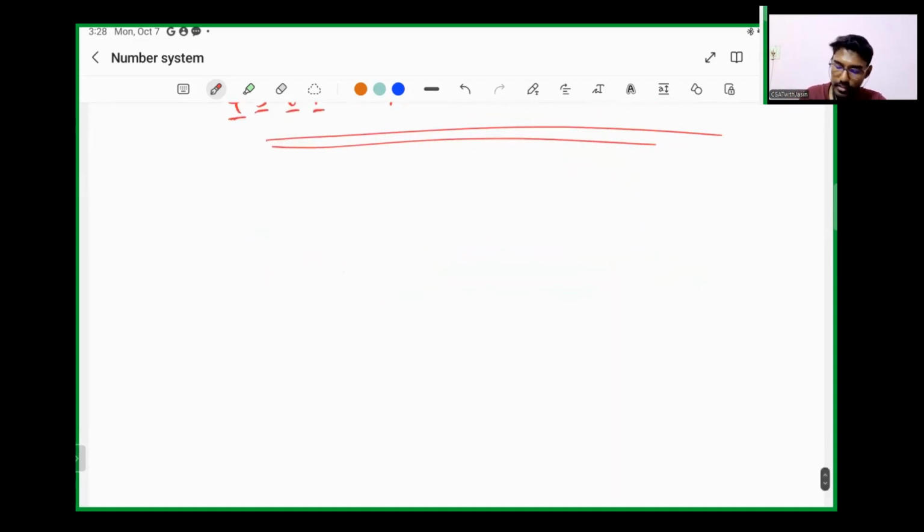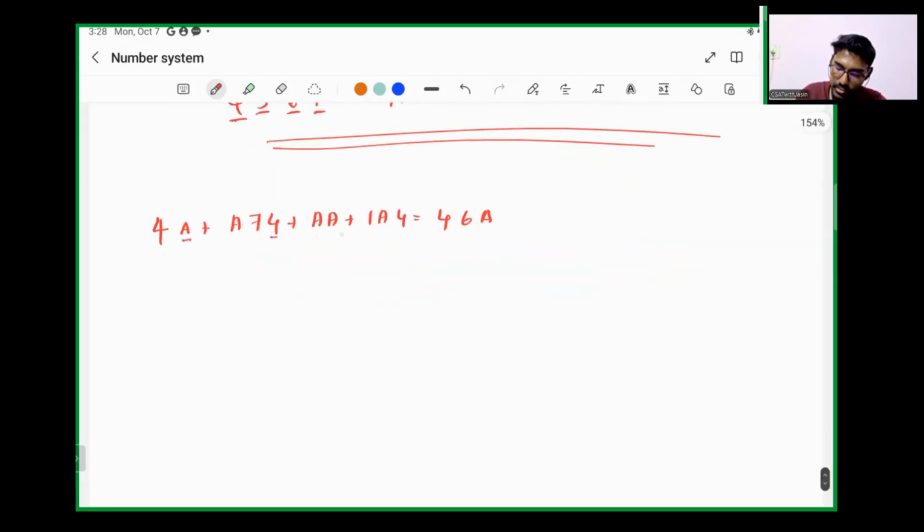Now I am giving you an example. We had solved this question before: 4a plus a74 plus 1a4 is equal to 468. We had solved this question before, but how did we solve it? We solved it using unit place. Do you remember how we solved it? I think in the first class we solved it. Now this question you can also do using place values.